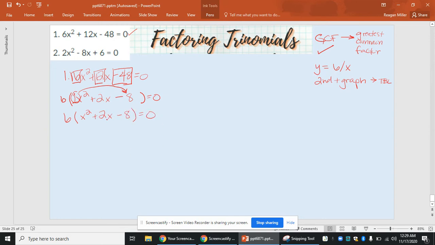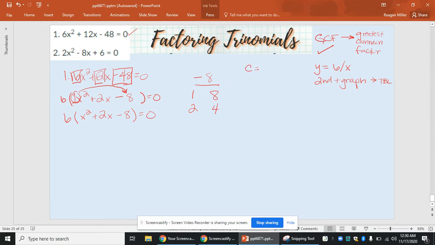All right, so now that I've multiplied my A value times my C value, I'm going to find the factors of negative 8. We have 1 and 8 and 2 and 4. And that's it. Those are the only things that multiply to give you 8. 1 and 8 and 2 and 4.